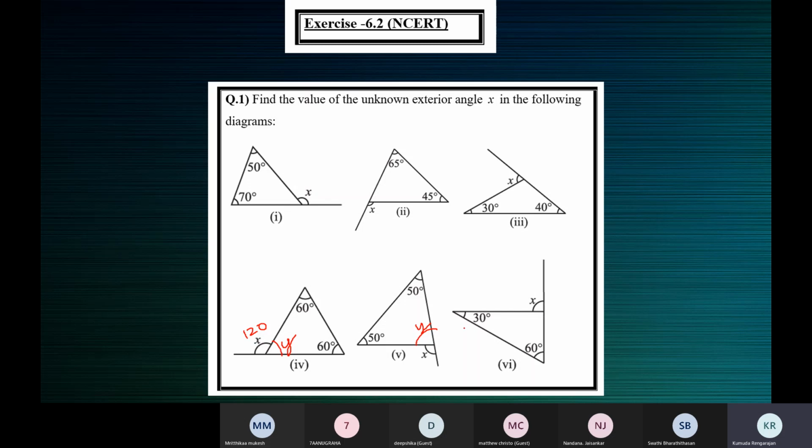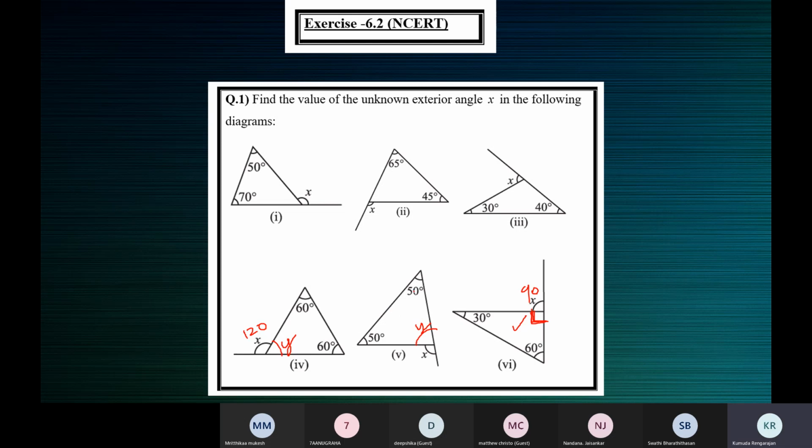All right, children. Similarly, now we'll learn a property based on a triangle like this where two angles are equal. Now in the last figure, as you all know, x is equal to 30 plus 60, which is 90. So this also will be 90 degrees. Right angled triangle, ma'am. Yes, one angle inside the triangle is 90 degrees, not because it's outside. So this one is a right angled triangle.